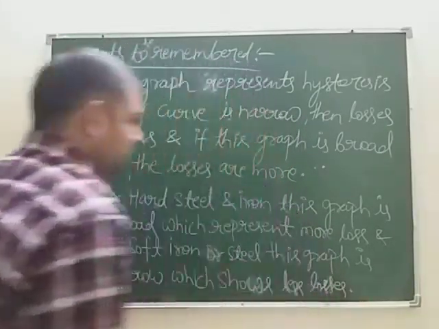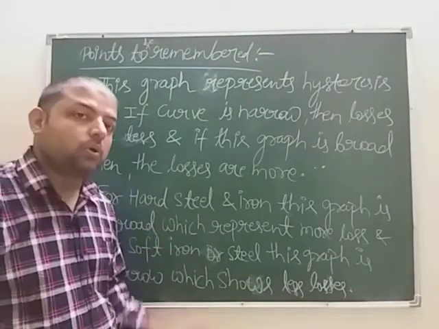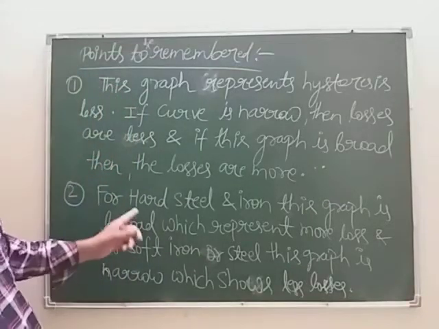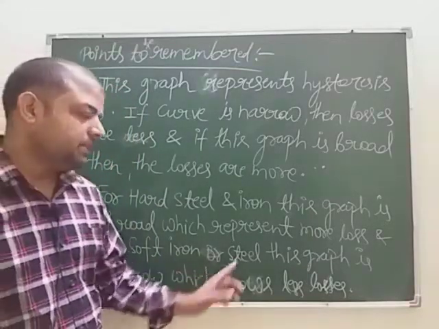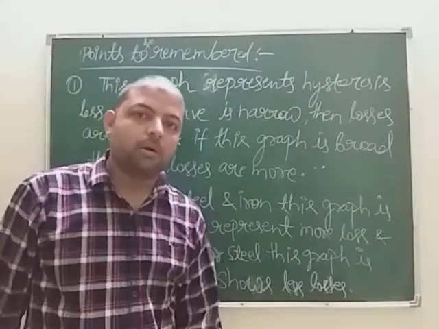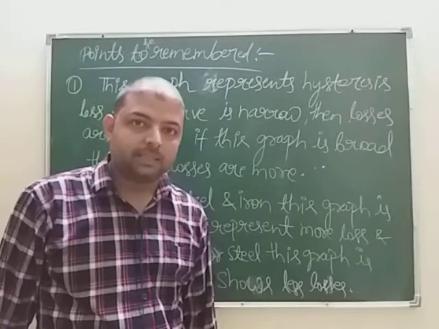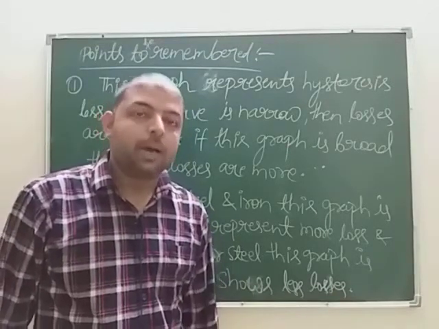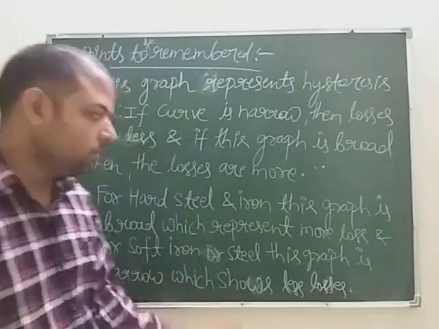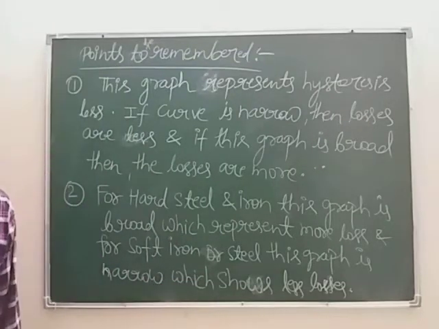Okay, because of this reason, in a transformer the core is made up of soft iron and soft steel. We know that in a transformer the core is made up of soft iron, because in soft iron the hysteresis losses are minimum, the hysteresis losses are less. So we use soft iron to make the core of a transformer. Write down this point.